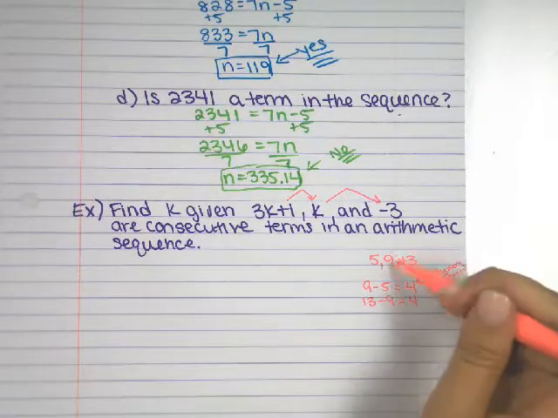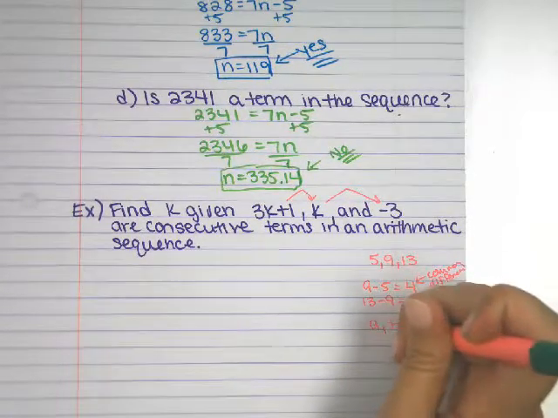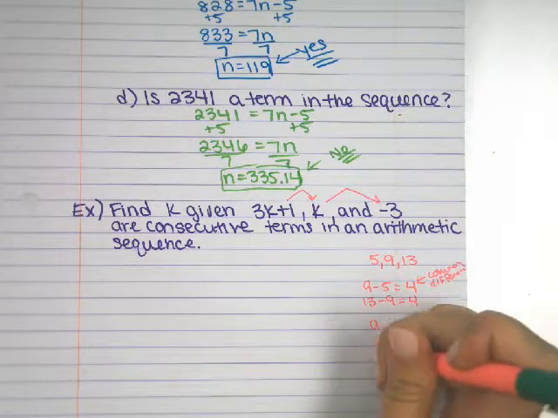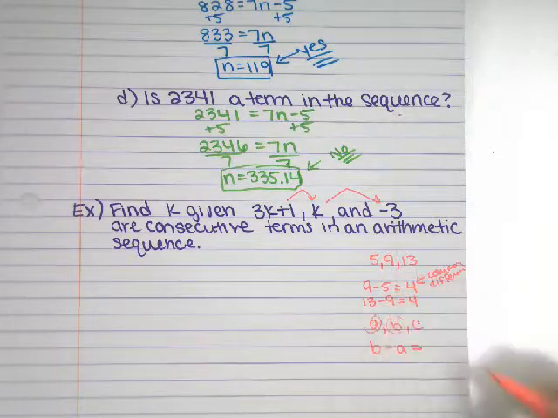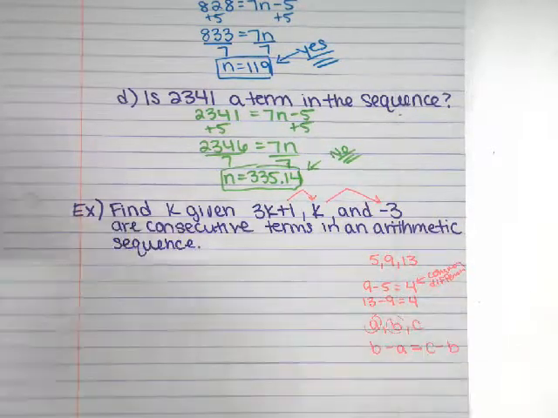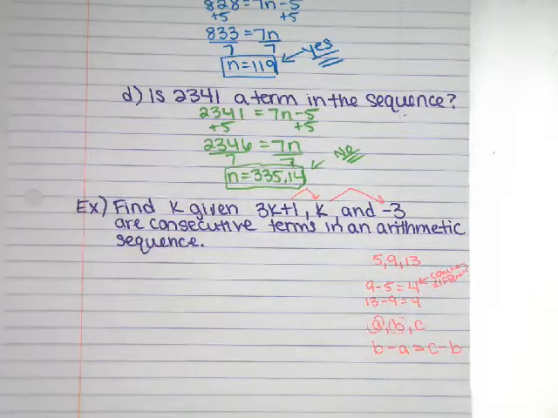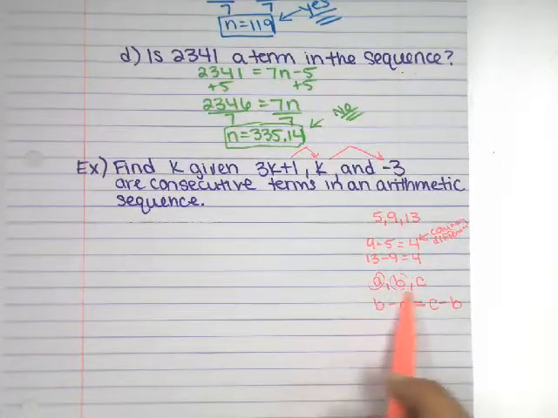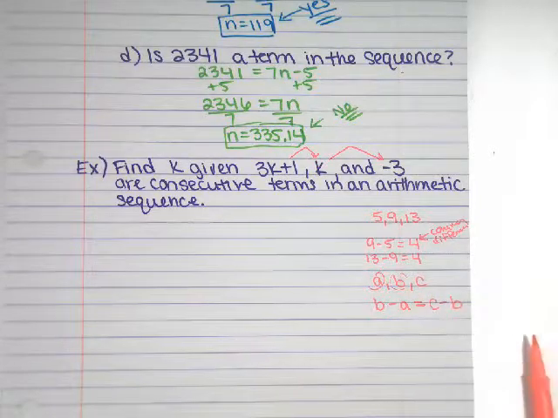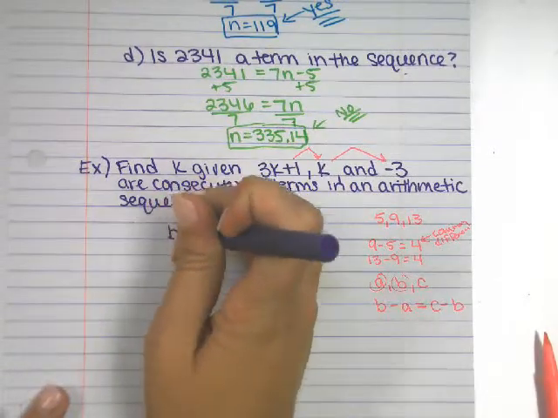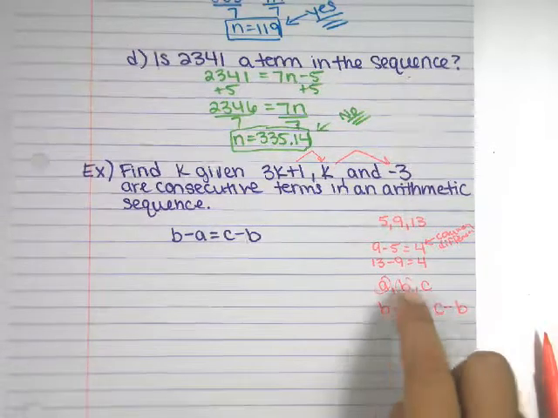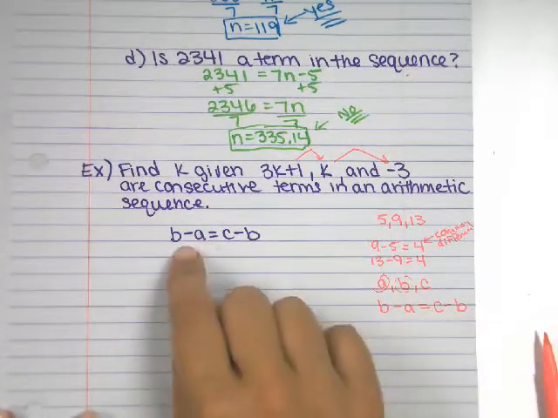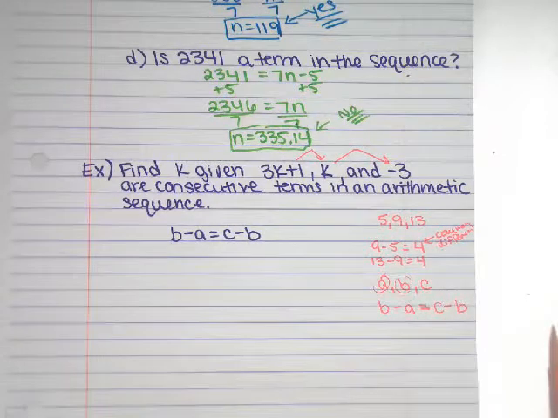So if I have three terms that are in order, A, B, C, B minus A is equal to C minus B. Those values would find your common difference, and your common difference through an entire sequence has to stay the same. So we know that in an arithmetic sequence, B minus A equals C minus B when A, B, and C are in order. This minus that should give me the common difference, which should be the same.